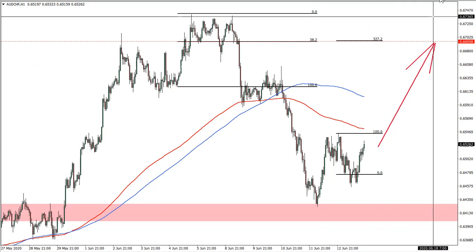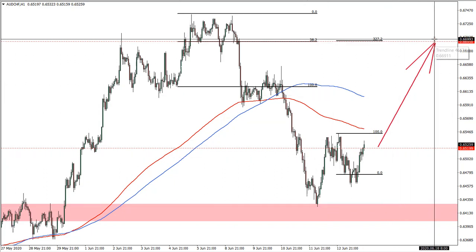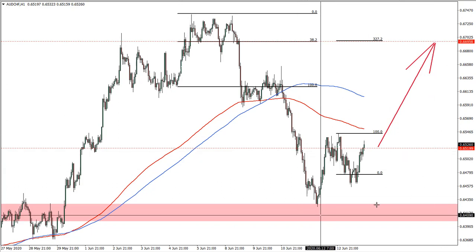So the idea was to go long around this price at 65.20. This is the ideal price. Stop loss just below this level, a hard stop loss. There is nothing to wait for, and we are meeting a 2-to-1 risk reward ratio. So this is the idea.